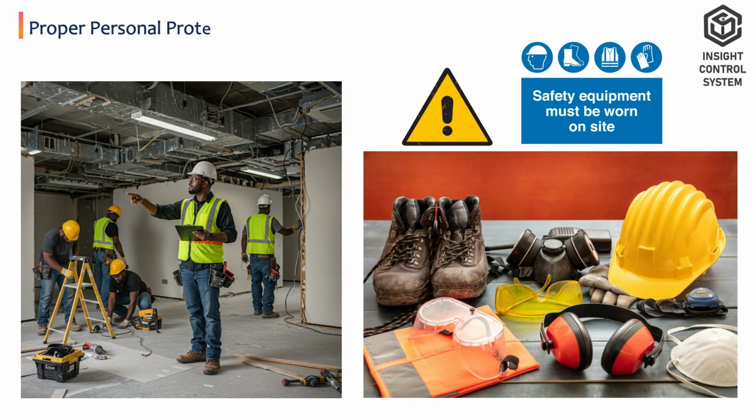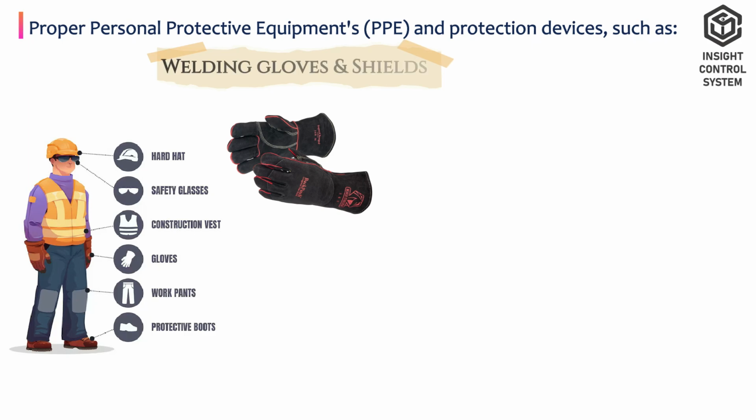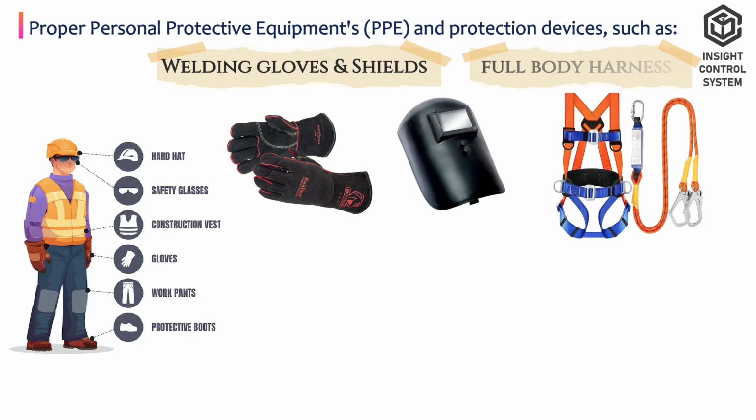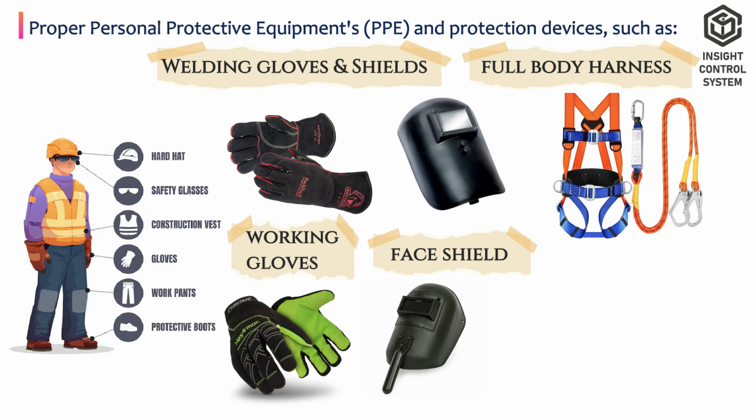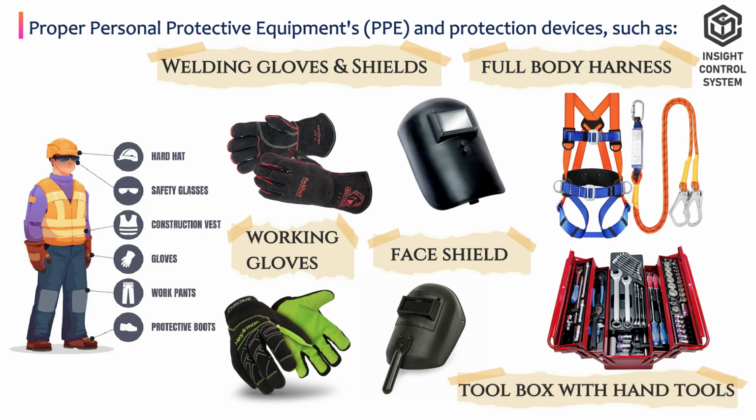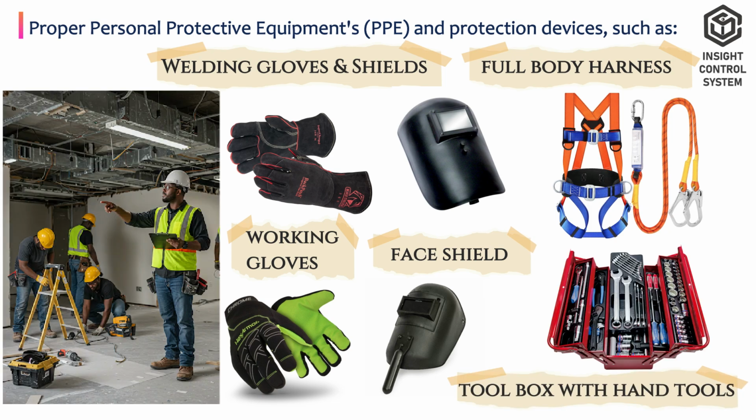Safety tools and equipment. Proper personal protective equipment and protection devices, such as welding gloves and shields, full body harness, working gloves, face shield, toolbox with hand tools, etc., shall be inspected by the concerned supervisor and foreman prior to starting the works.